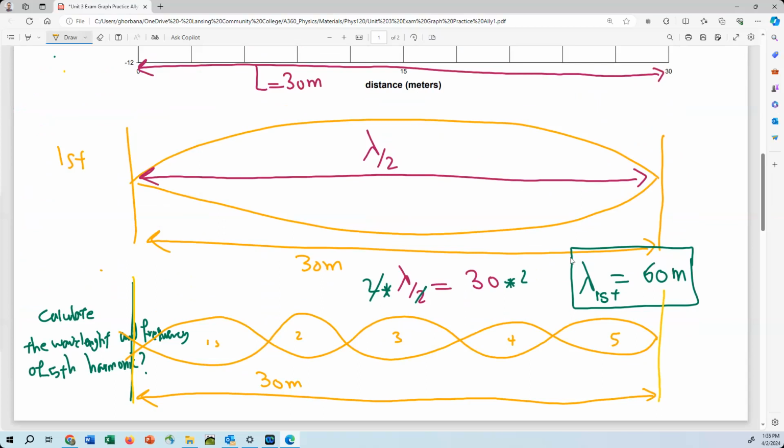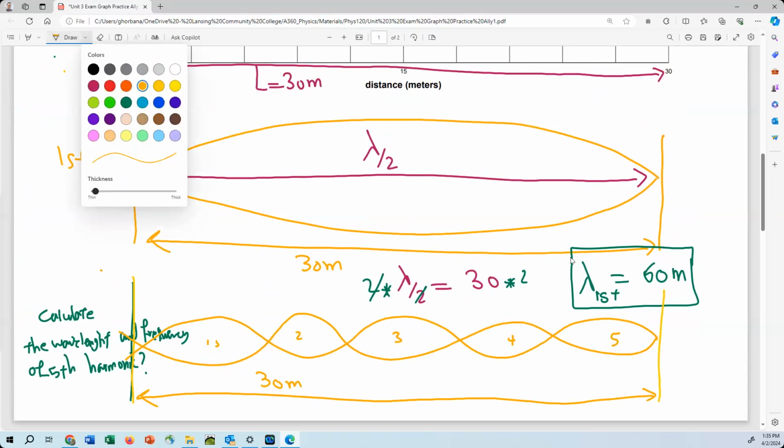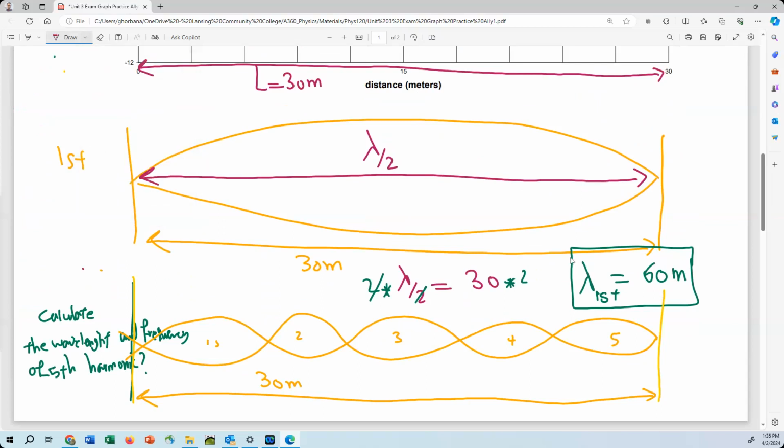It doesn't matter, because we are using the same string. You are using the same string with the same length and creating a different harmonic. 1 loop, 2 loop, 3 loop. So I go back to the calculation. Each one of these is half a lambda, yes? How many half lambdas do I have? I have 5 half lambdas equal to 30. So I can find the wavelength of the fifth harmonic.